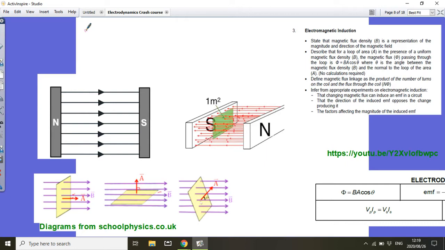For electromagnetic induction, there is a bird in the background, I know, and you're just going to have to bear with that, because I really don't want to try to get it to keep quiet.